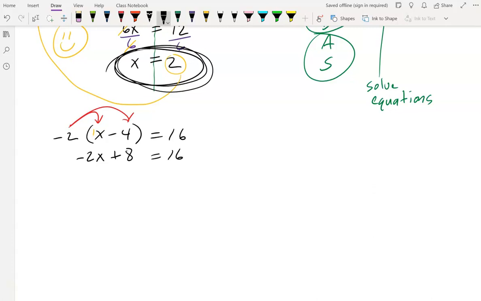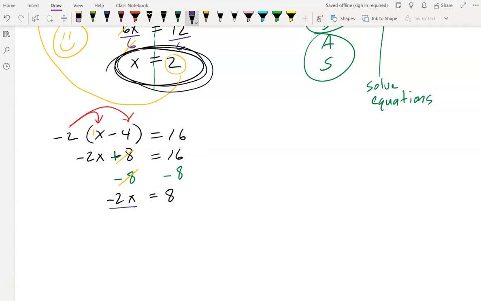Please make sure you are copying everything down here. Now we distribute it, and now we are going to use the order of operations in reverse. We are going to undo the addition of 8. We are going to subtract 8 from both sides, because that is the opposite, the inverse operation. Positive 8 and negative 8 cancel each other out, and we end up with negative 2x equaling 16 minus 8 is 8.